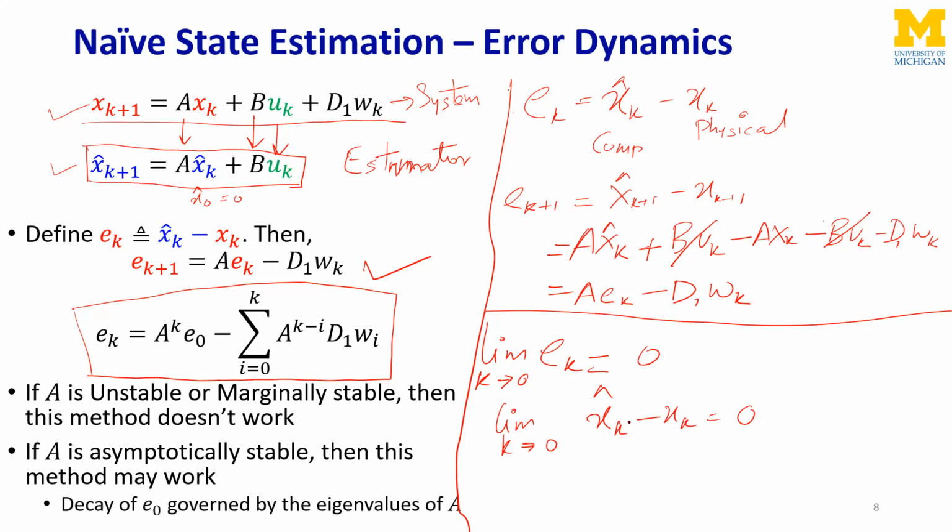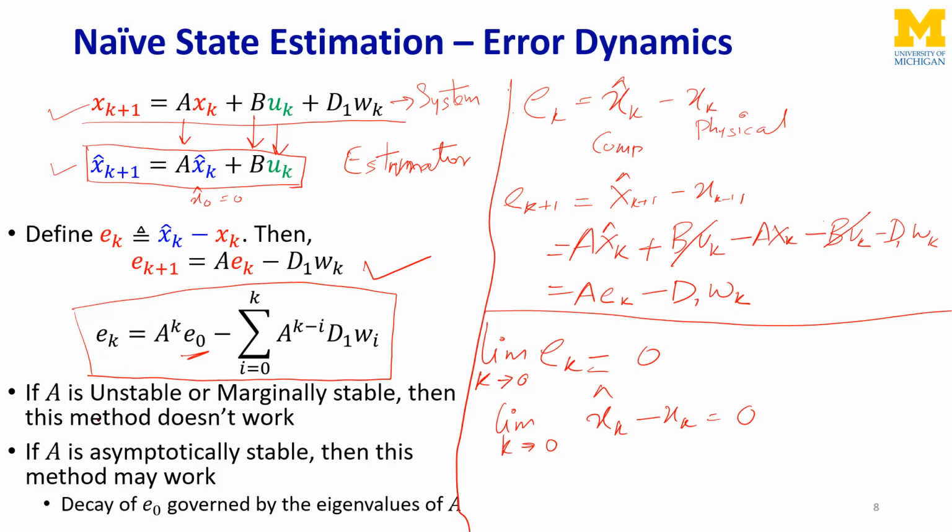Now, if this matrix A is unstable or marginally stable, so if it's unstable, the norm of one of its eigenvalues is going to be larger than 1, or it might have eigenvalues on the unit circle. In that case, the effect of e naught is not going to die out. So in that case, your state estimate is not ever going to converge to the physical state. And in that case, this method actually doesn't work.